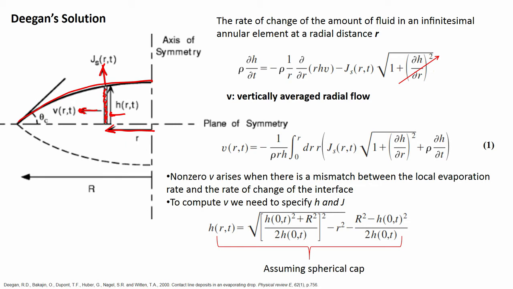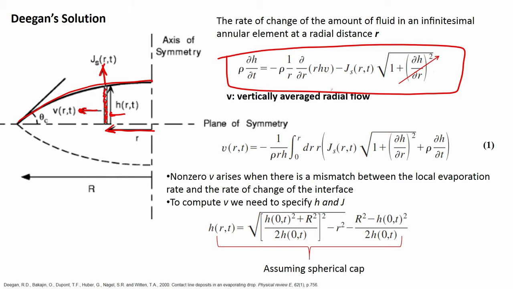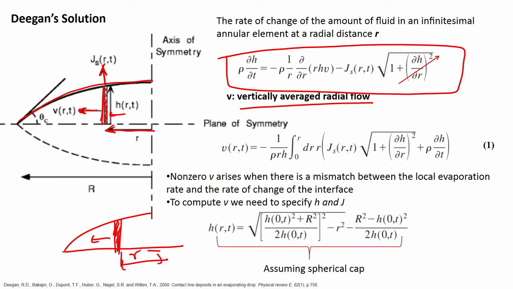The rate of change of this fluid can be cast in this particular equation, where V is called the vertically averaged radial flow. This V has been averaged in the vertical direction, though it varies in the radial direction. You are averaging V over this section, but you are not averaging it in the radial direction, so radially V is allowed to vary. This is the equation you get, that is, the rate of change of height is given by this, and this is the axis of symmetry, the plane of symmetry.